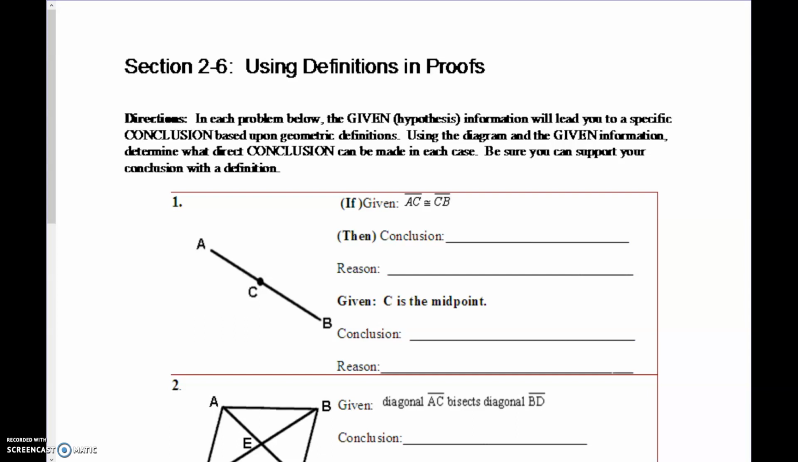All right, in number one, if we are given AC is congruent to CB, depending on the way the proof is going, there's two different ways you could do this. One way we could say, if we know that AC is congruent to CB, a conclusion could be that C is the midpoint. Why can we say that? Well, that is the very definition of the midpoint: if the two things on both sides are congruent, that is the definition of a midpoint.